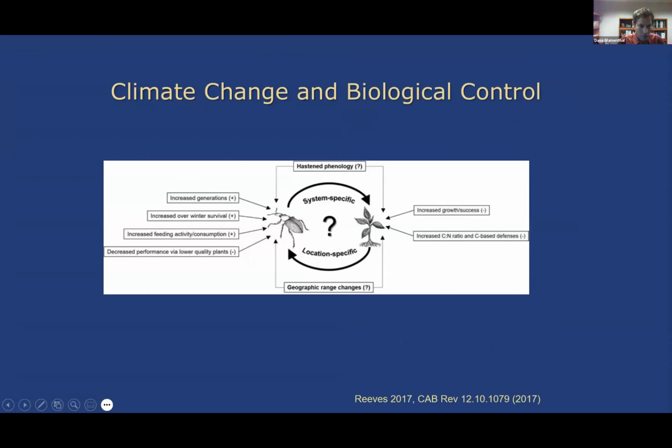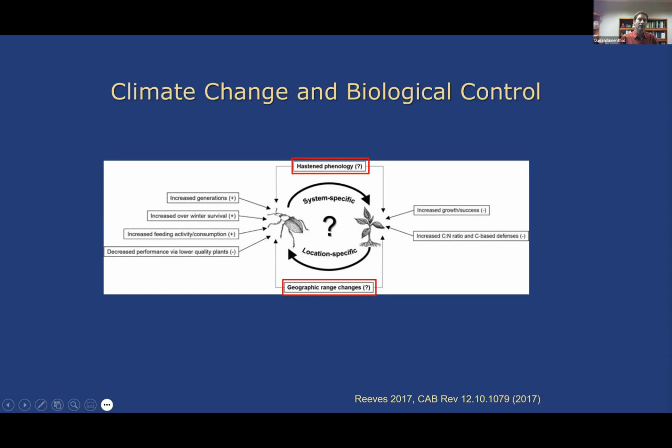What about biological control? Well, biological control is complicated. In the best of times, you layer climate change on top of that, and obviously there's going to be a lot of potential issues to consider. This particular diagram summarizes the most important issues to consider. It was done by Justin Reeves, who was a postdoc with ARS prior to moving on to Colorado State University, where he did this work.